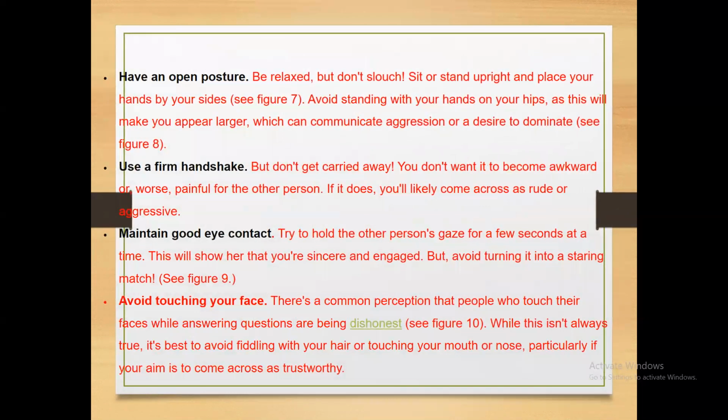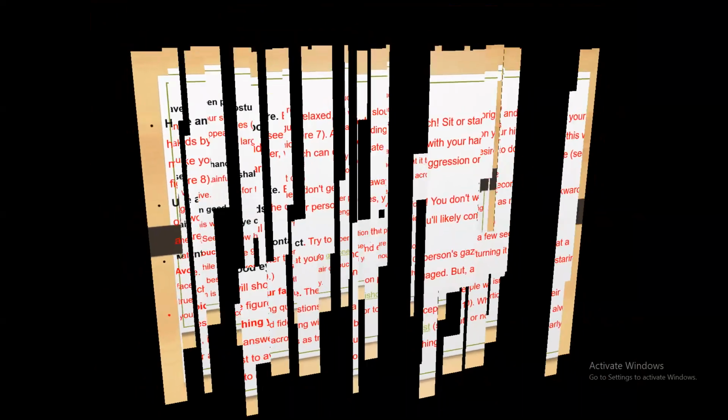open posture. Mean, be relaxed. Don't sit in a stressed manner. Use a firm handshake. Maintain good eye contact. Avoid touching your face.